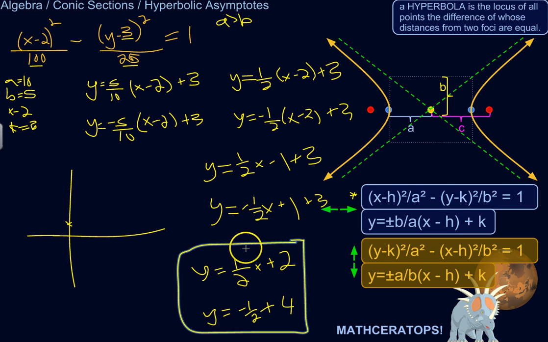Those are standard linear equations in slope-intercept form. Then you can draw the two asymptotes, and when you figure out where the vertices are, it's pretty easy to graph from there. So they approach the asymptotes, but don't touch them.